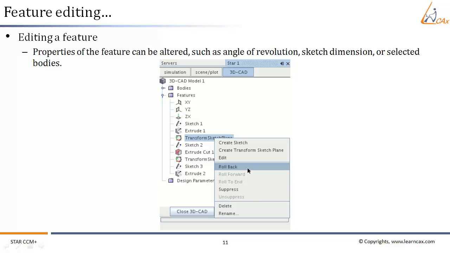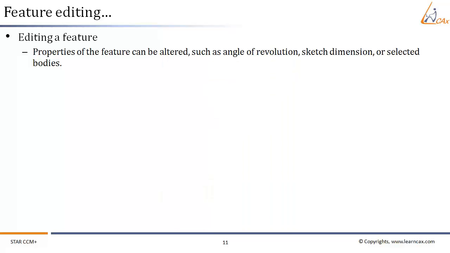Another interesting operation is rollback of feature. What happens when we roll back a feature? This will temporarily deactivate that feature and all subsequent features. We can still insert new features in the feature tree. These features are placed directly above the rolled back features.